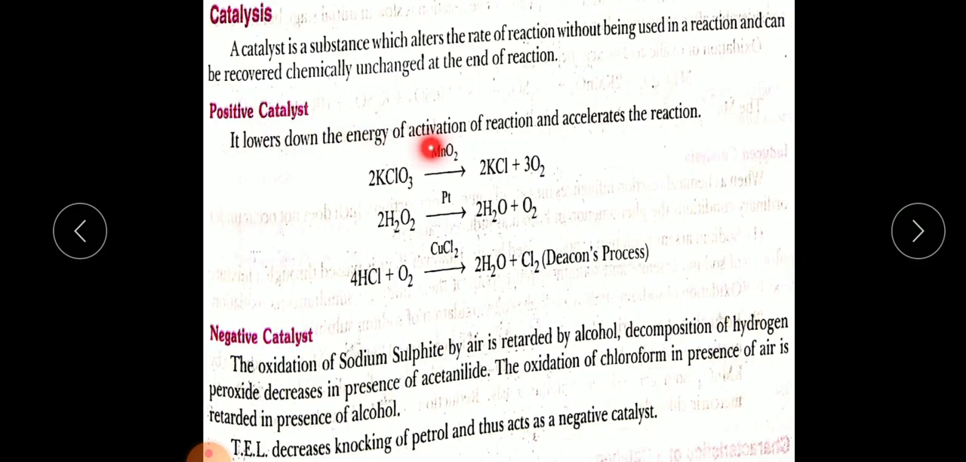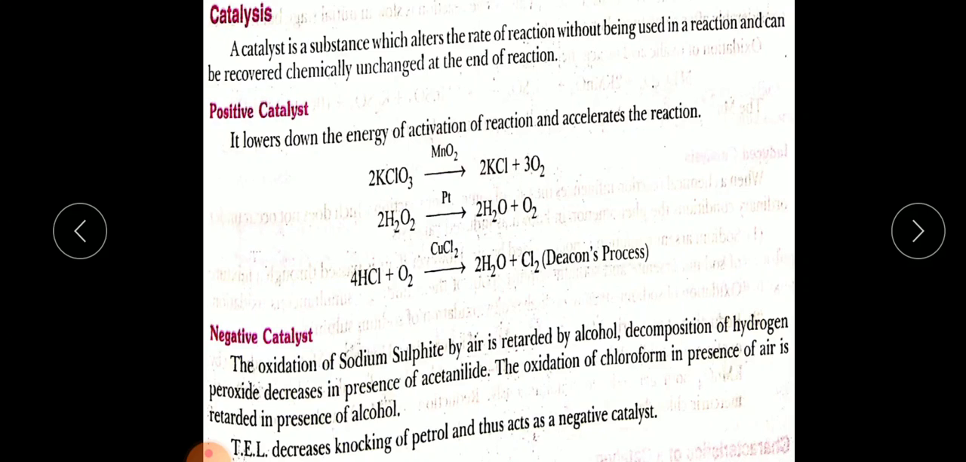A positive catalyst lowers the energy of activation of the reaction and accelerates the reaction. Example, KClO3, this is the laboratory preparation of oxygen. In the laboratory preparation of oxygen, potassium chlorate is heated in the presence of a small amount of manganese dioxide, which acts as a catalyst, to form potassium chloride and oxygen.